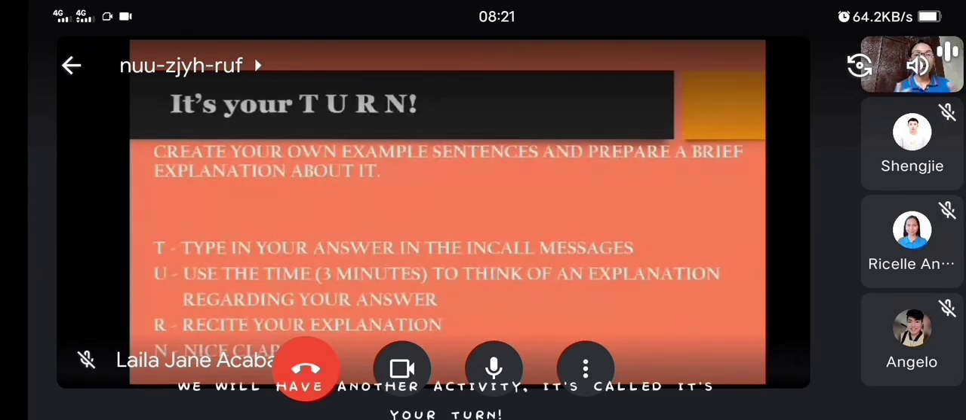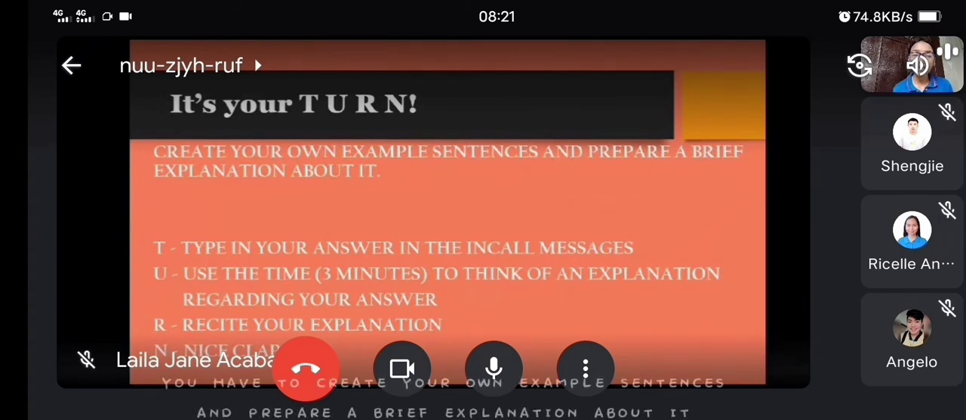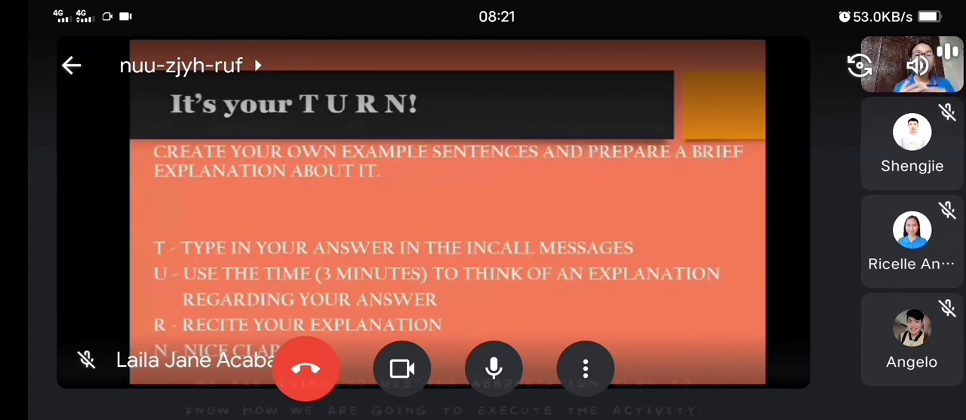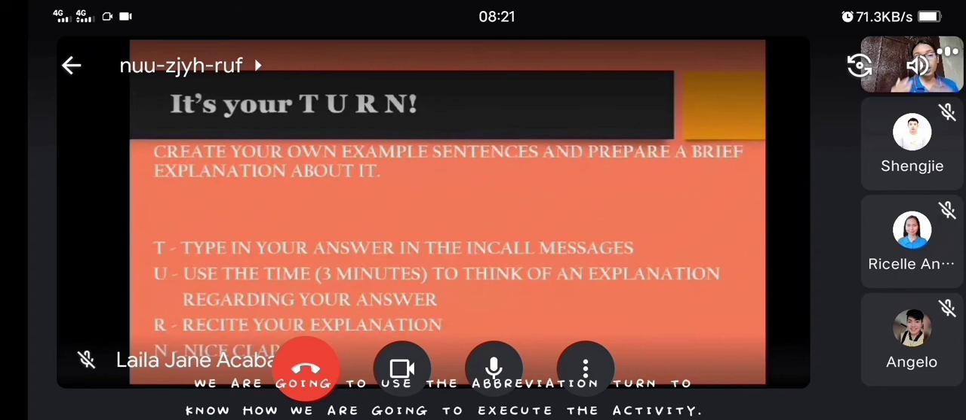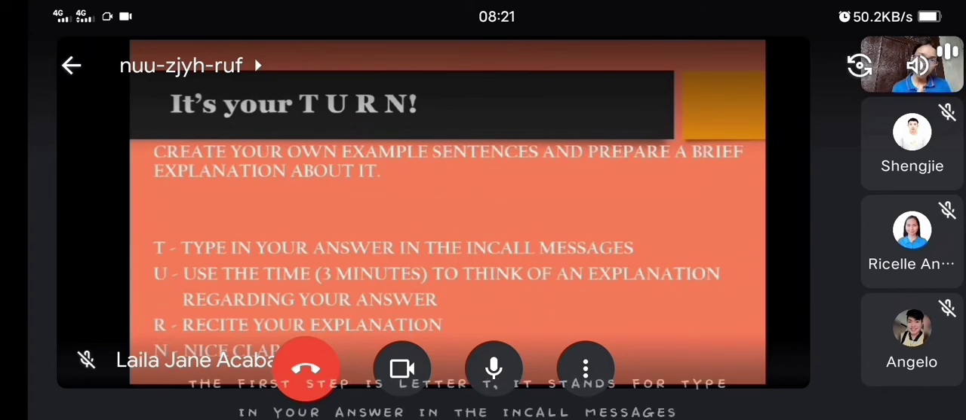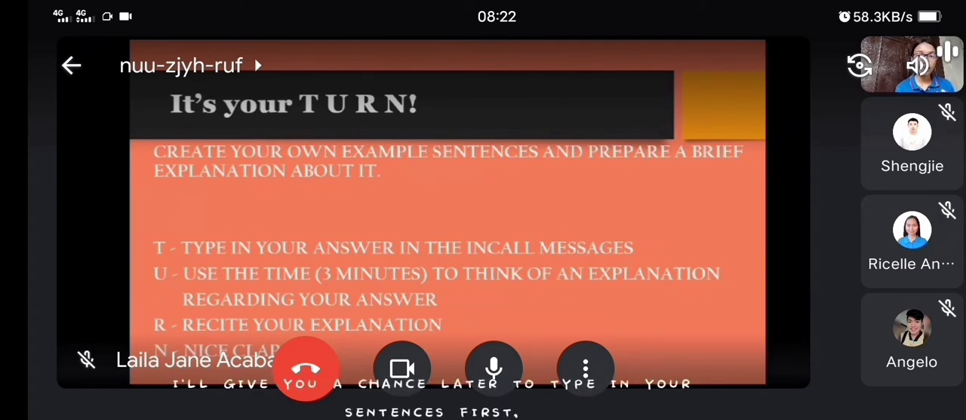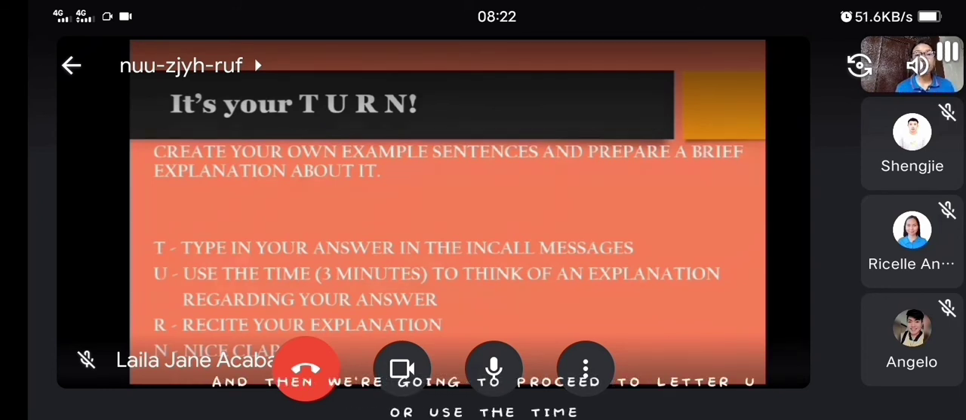We will have another activity. It's called It's Your Turn. You have to create your own example sentences and prepare a brief explanation about it. We will use the abbreviation TURN to know how we are going to execute the activity. The first step is letter T. You have to type in your answer in the in-call messages. I'll give you a chance later to type in your sentences first, and then we will proceed to the letter U, or use the time.